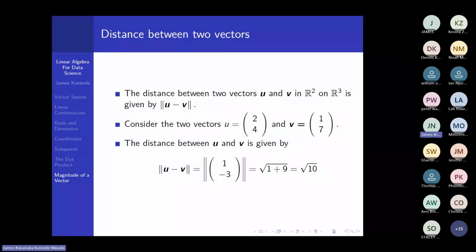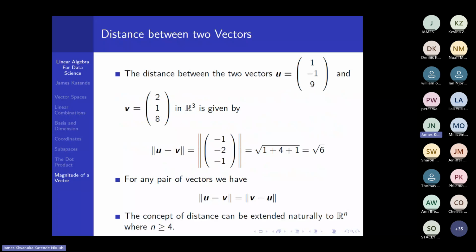So for instance, if I have (2, 4) and (1, 7) as my vectors, I can get the distance between them by subtracting v from u. So u minus v will be 2 minus 1, which gives me my first component here. Then 4 minus 7 gives me -3. Now, this is the vector I have as the difference u minus v. To get the distance from u to v, I just need to get the magnitude of this vector, which turns out to be the square root of 10. So the distance between the two vectors u and v is the square root of 10. That's how you compute distance.